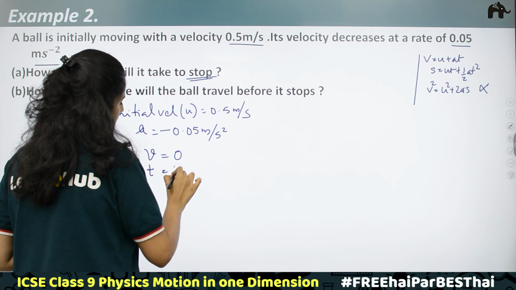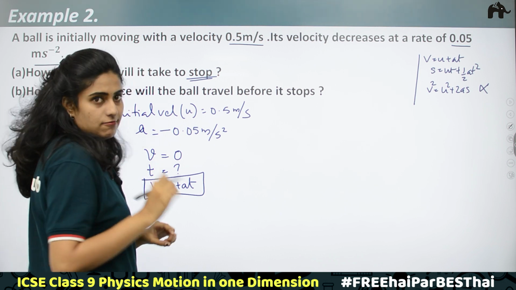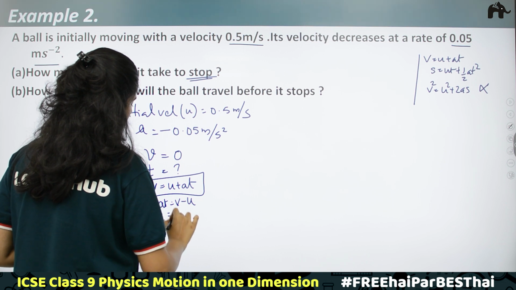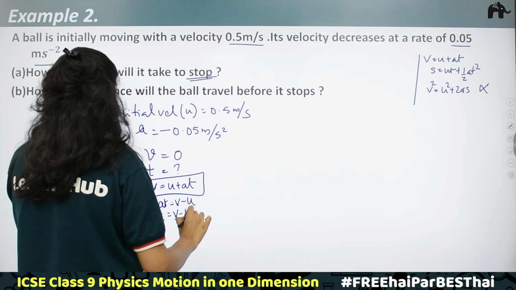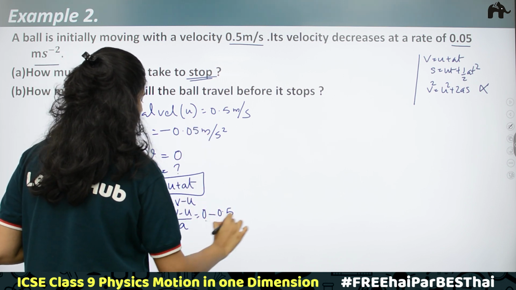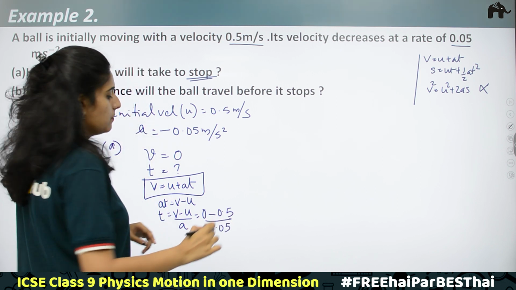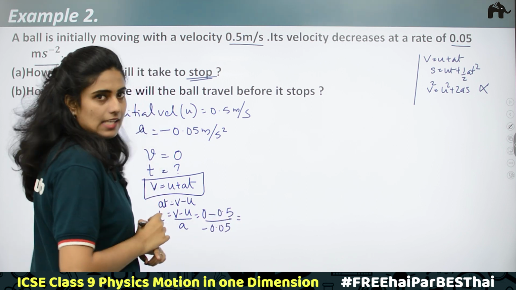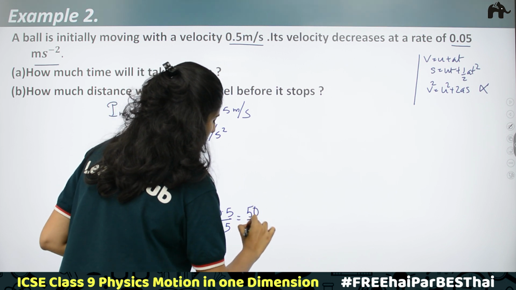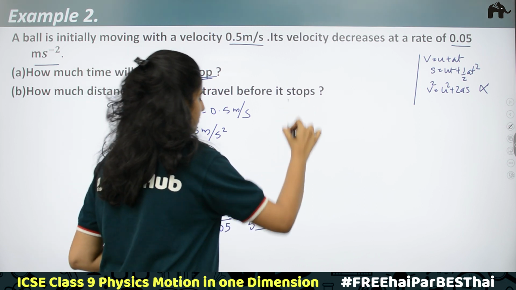So, we have to find time. We have v is equal to u plus at, from which we can write at is equal to v minus u, and t is equal to v minus u divided by a. So here v is 0 minus u is 0.5, divided by acceleration minus 0.05, which is equal to, negative signs get cancelled, 0.5 divided by 0.05, which can be written as 50 divided by 5, that is 10 seconds. So time taken is 10 seconds.